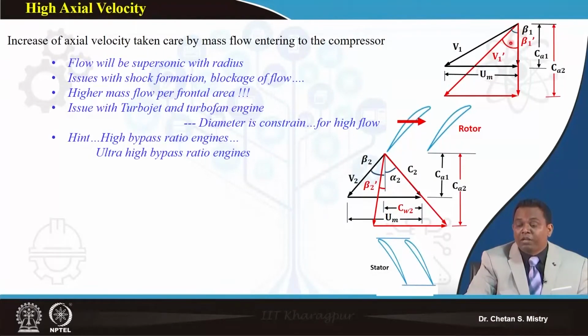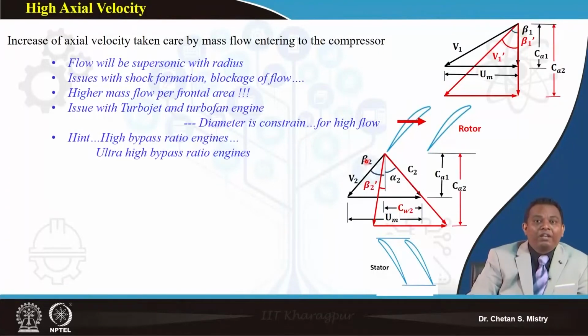Here also, if you look carefully, this represents my beta 1 dash, which is lower than my beta 1, and here is beta 2 dash, which is lower than my beta 2. Again the situation is the same as what we discussed for the high speed configuration. The flow will become supersonic, or it will go into the transonic region at a particular radius. The issue is the same: formation of shock gives blockage to your flow, and that reduces your efficiency.